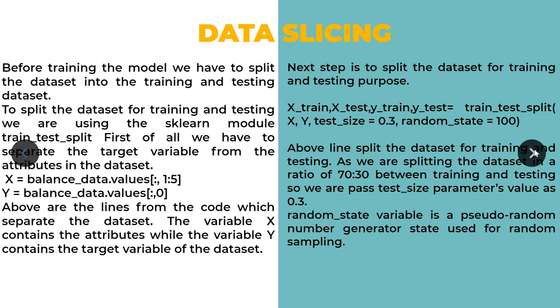Next step is to split the dataset for training and testing purposes. The given line splits the dataset for training and testing. As we are splitting the dataset in a ratio of 70:30 between training and testing, we are passing the test_size parameter's value as 0.3. The random_state variable is a pseudo-random number generator state used for random sampling.